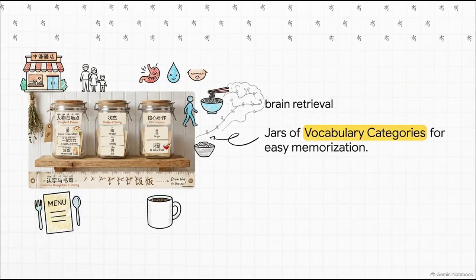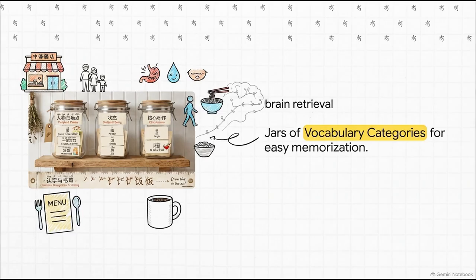Now, to avoid total vocabulary overload, our source smartly categorizes new words into 3 distinct glass jars. This helps you mentally compartmentalize the vocabulary. We've got people and places on the left, holding words like fan dian, meaning restaurant. In the middle, states of being, super important for dining. Words like e for hungry, ke for thirsty, and bao for full. And on the right, core actions, like chu to go, and chi fan to eat a meal.